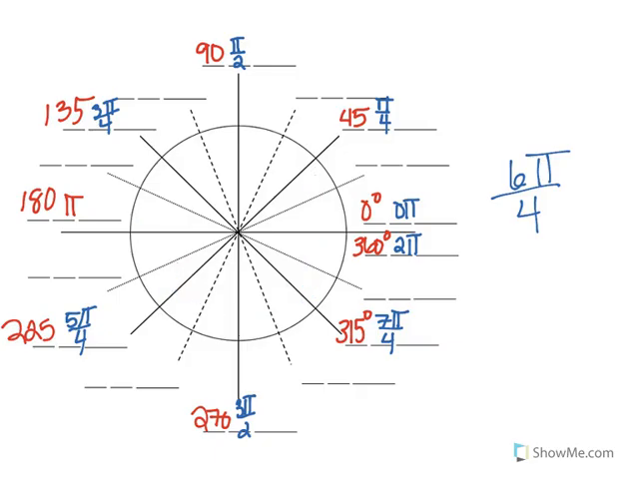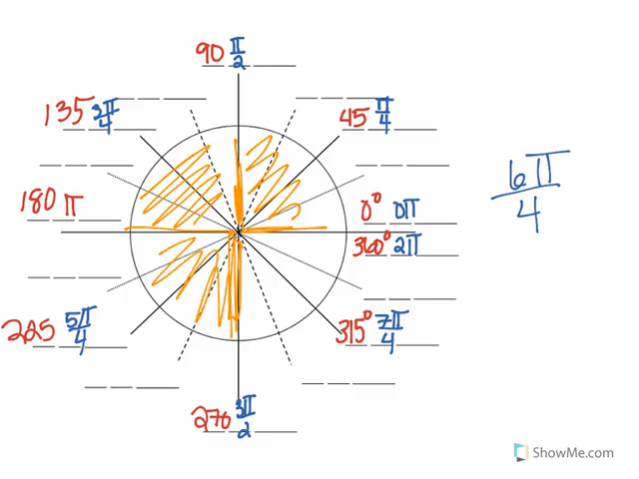So we just counted by our 45 lines and actually our 90s. 90s you can also count by halves. So this is 1 half. Then it would be 2 halves. Then it would be 3 halves. Then it would be 4 halves.